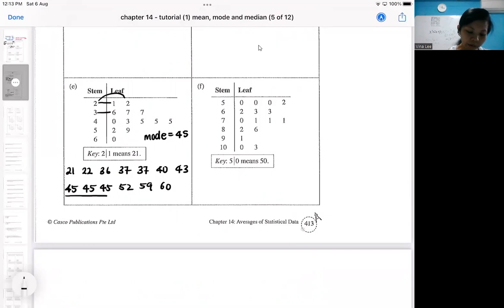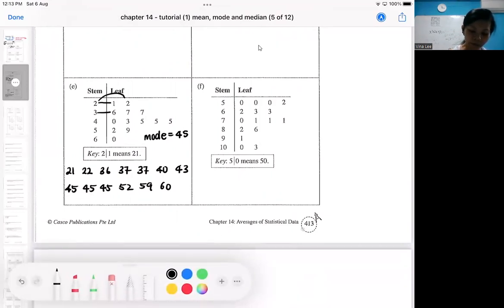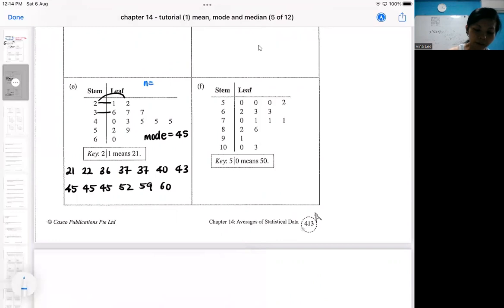How many numbers are there? So there are 13 numbers. So 13 numbers, that will be an odd one out at the 7th. So there are 13 numbers here. So who is the one in the middle?